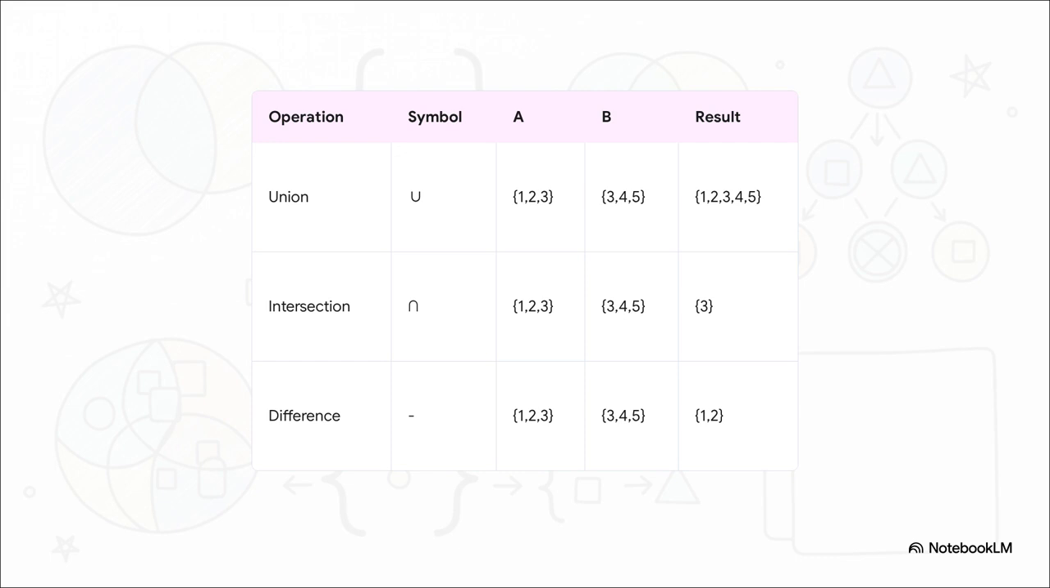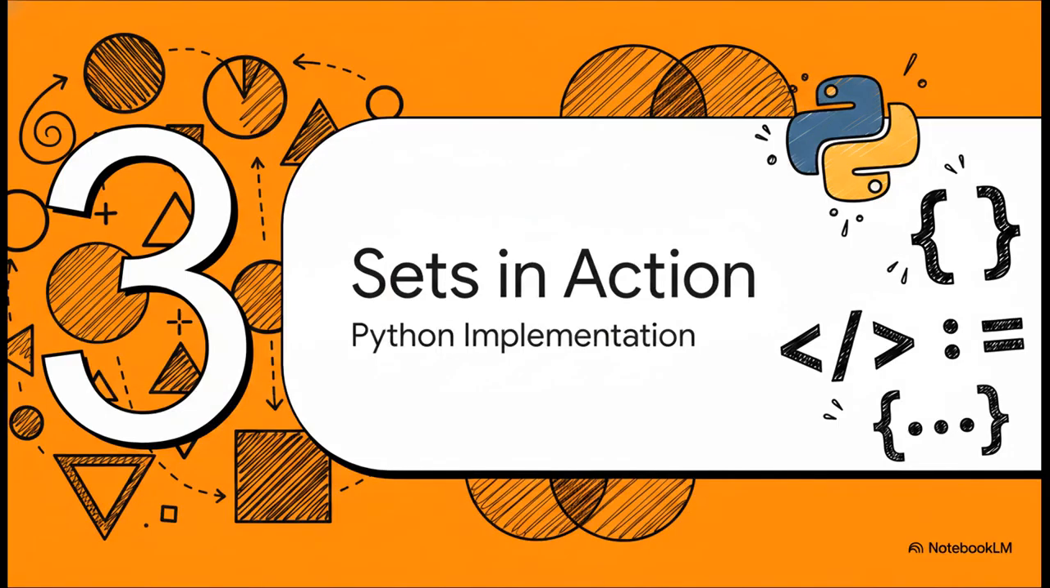Next up is intersection, the upside-down U. This asks what elements are exclusively common to both groups. For those exact same sets, the result is just the number 3, because it's the only shared value. Finally, difference, represented by the minus sign. A minus B means we take elements in A and strictly remove anything that is also found in B. That leaves us with just 1 and 2. It's an incredibly clean, efficient way to combine elements, find common ground, or subtract differences with zero duplication cluttering up your results.